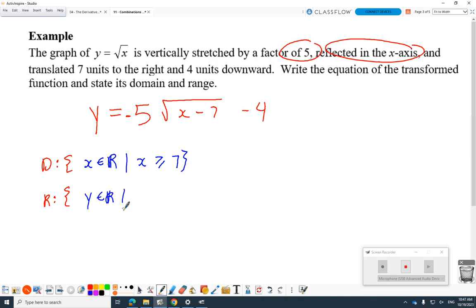Y, and then the symbol, greater than or whatever. Which one? Greater than. Greater than? Okay. 4. No, -4. My bad. Negative 4. Does he have it right? No way. Does he have it right? That's not true.